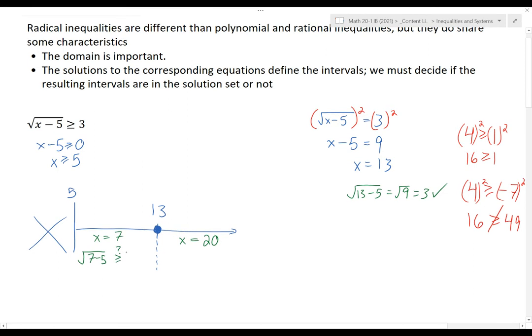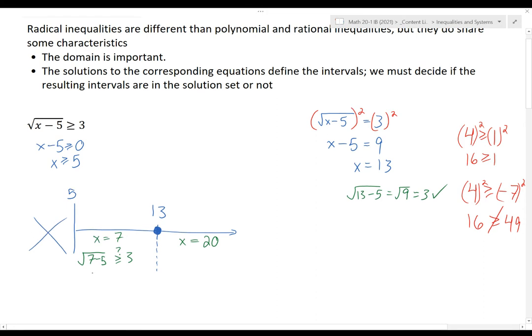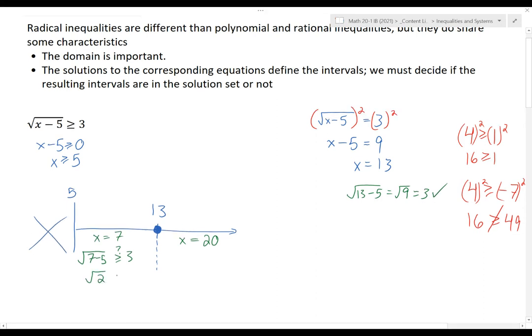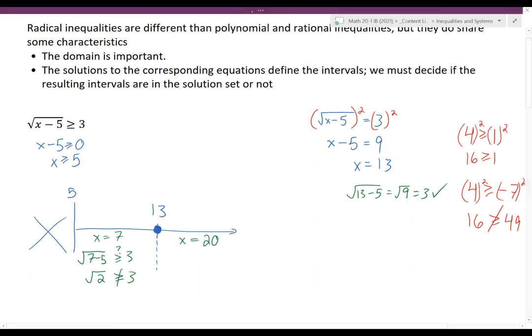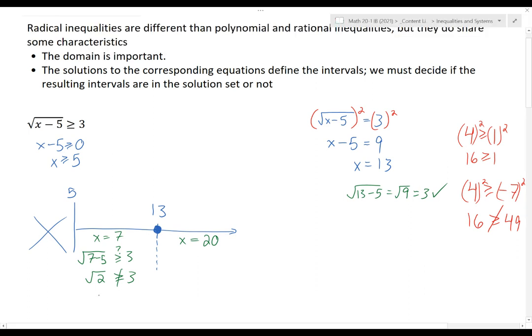So is this true? Well, the square root of 2 is definitely not greater than or equal to 3. So in this interval, the inequality is not true. So any values that I pick between 5 and 13 will not work.